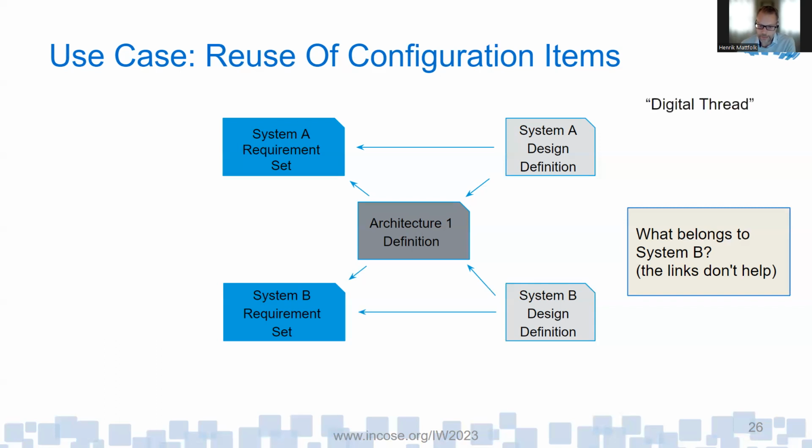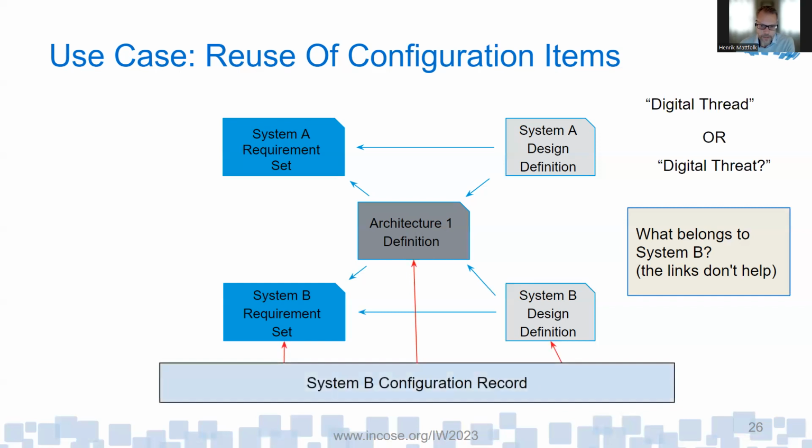And while this is a digital thread for sure, it starts to feel a little bit more like a digital threat at this point. It's getting a little bit confounded. So here's another situation where a configuration record could help us. So we can get basically an unambiguous definition of what applies to system B. So we can point to those configuration items and clearly define what's included there.